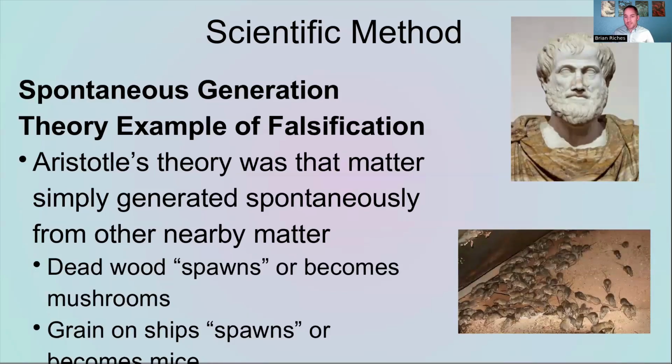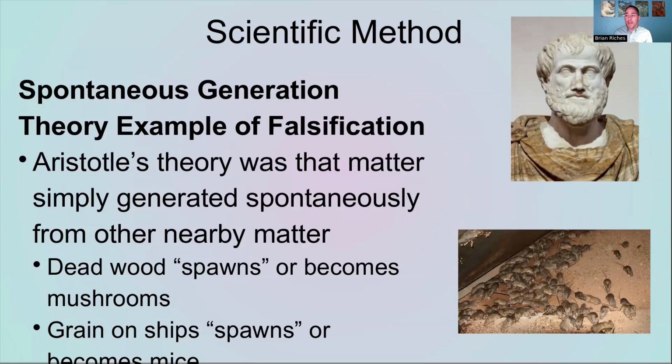They saw things like dead wood becoming mushrooms. It looked like the dead wood spawned the mushrooms, as if the matter of the dead wood became mushrooms instead. They saw grain on ships disappearing, and suddenly mice appeared. So the grain maybe became mice. Spontaneous generation was their explanation for the data and observations that they had. Obviously, we can look at that now with further science and observation and say that doesn't really make sense with how these things work. But they didn't have all those tools at the time.